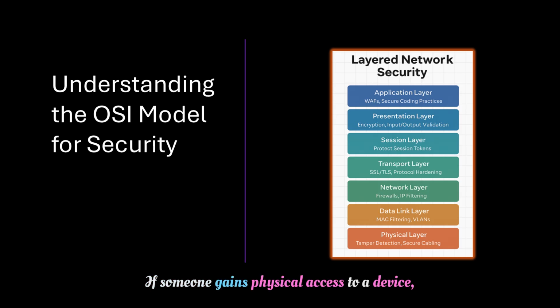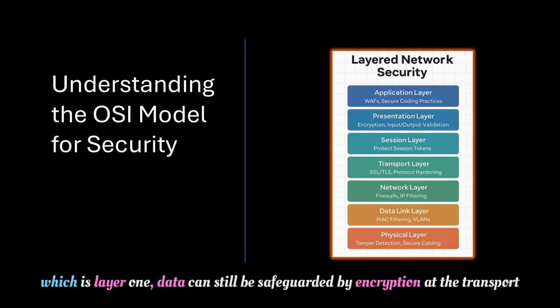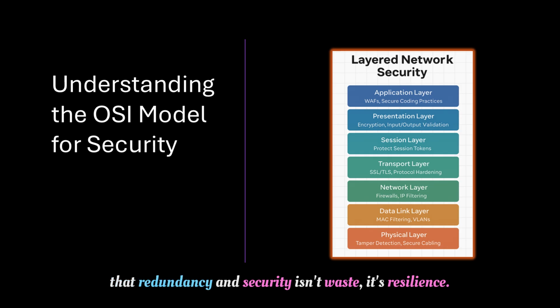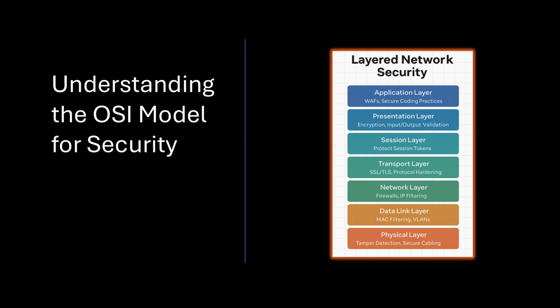If someone gains physical access to a device, which is Layer 1, data can still be safeguarded by encryption at the transport and application layers, such as Layers 4 and 6. You'll come to see that redundancy in security isn't waste, it's resilience.